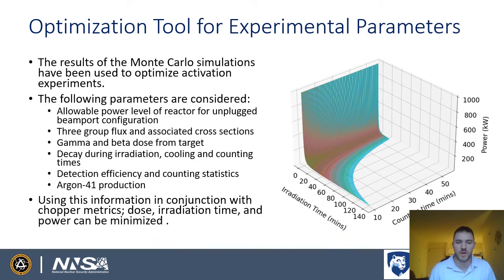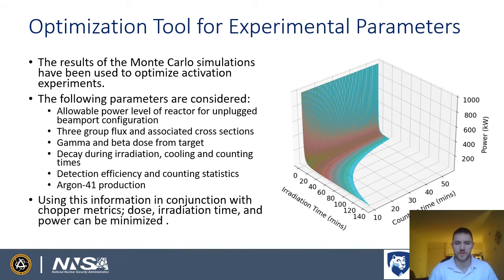One tool that we're working on is an optimization tool for different experimental parameters, and this is based on the Monte Carlo simulations that we've been working on. These results have actually been used to create a data set for the optimization of these activation experiments. The following parameters were considered when building this tool.